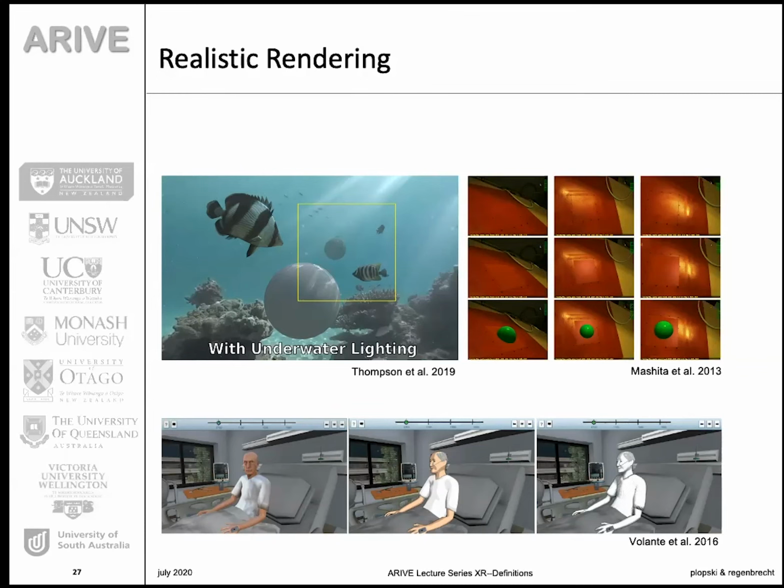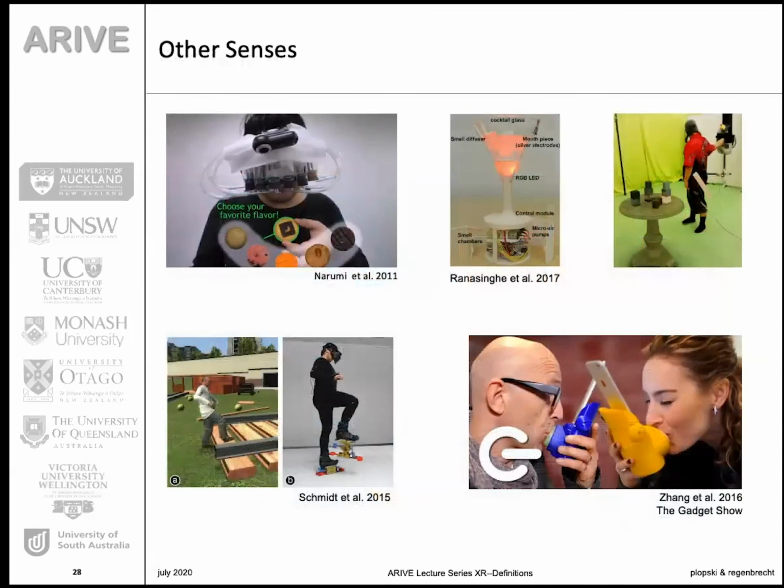Now, so far we have been talking only about graphics, but as I mentioned before, there are also other senses that we could be addressing. On the top left, you can see a study that was done to modify a user's perception of taste by presenting a different smell. What they did is they always gave the user the same cookie, but by providing different smells and different visual augmentation on top of this cookie, they could actually make the users believe that they are eating a chocolate cookie or a strawberry cookie or a peanut cookie.